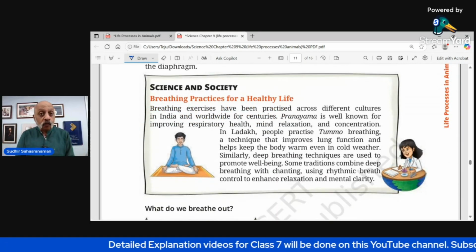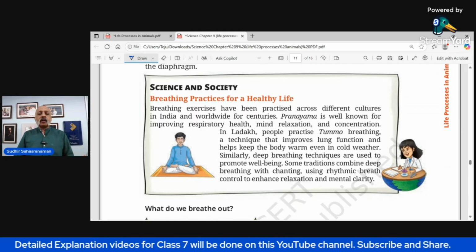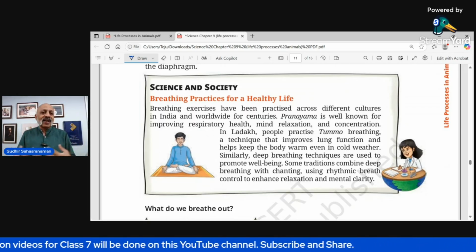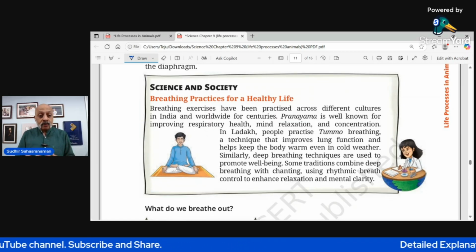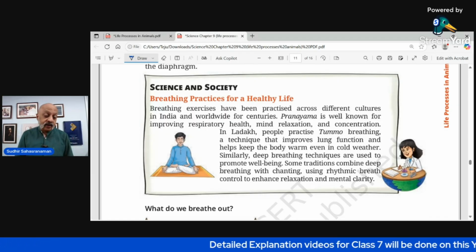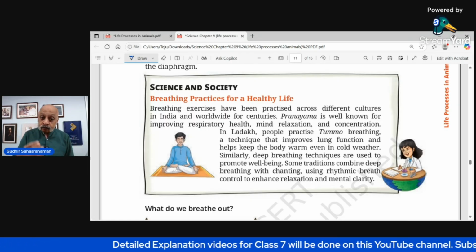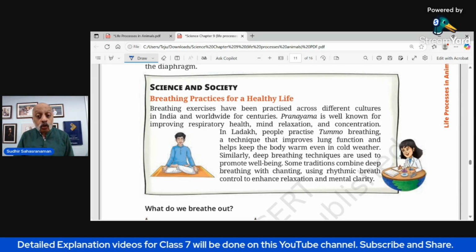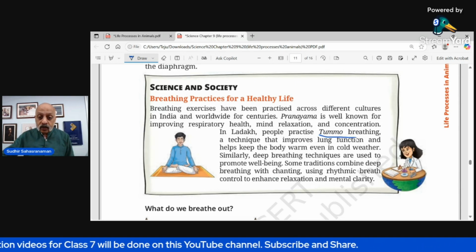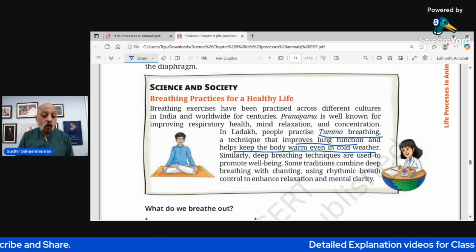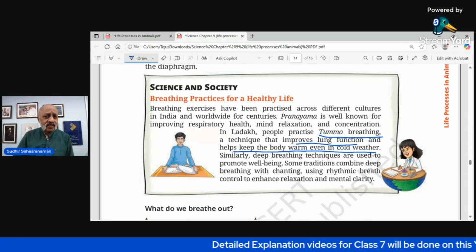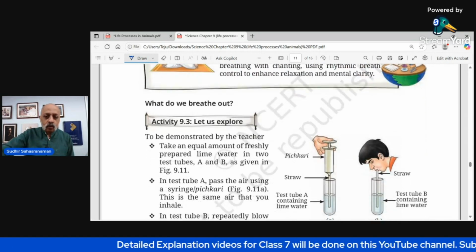Pranayam, if some of you follow yoga, helps because everything in life is actually related to how you breathe, the process of breathing. So pranayam helps in mind relaxation and in the right kind of breathing techniques. My mother is a yoga expert. In Ladakh, people practice tummo breathing. It improves lung function and helps keep the body warm even in the cold weather of Ladakh. That is something which is really recommended to many people.